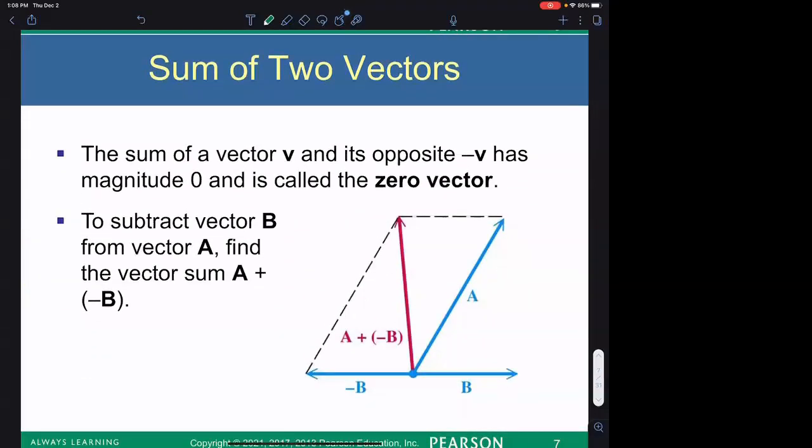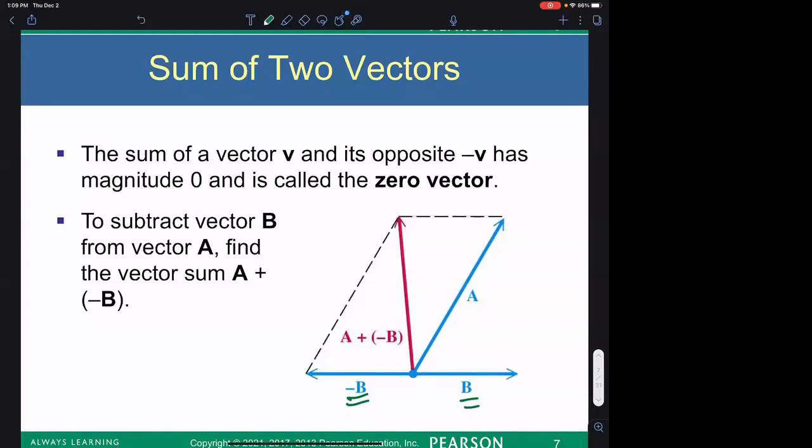All right, so now they're going to play with this a little bit. The sum of a vector v and its opposite, minus v, has a magnitude 0 and is called the 0 vector. So first things to point out here, they're introducing this notation of the opposite of being just a minus in front of a vector. And so we can see that down on the bottom. If this is b here, then the opposite of b is just starting at the same point, traveling the exact same distance or having the same magnitude, but just going in the opposite direction, as we talked a little bit earlier.